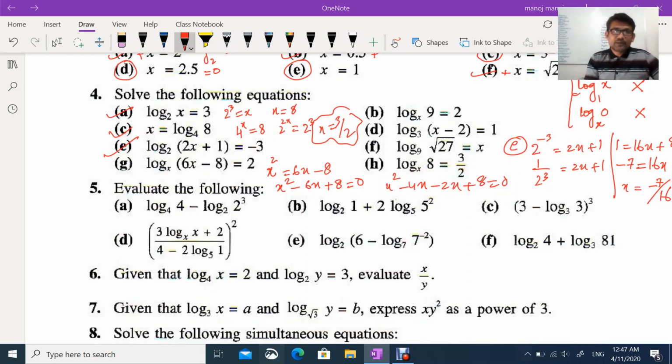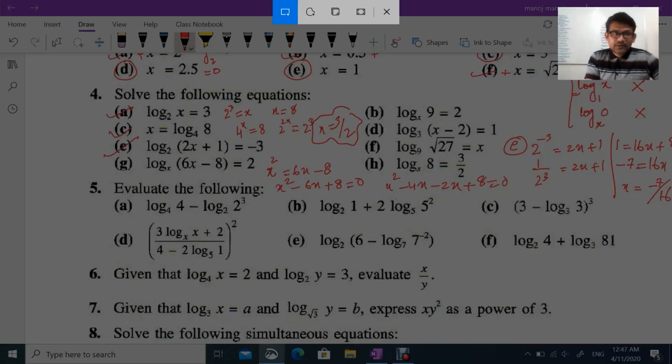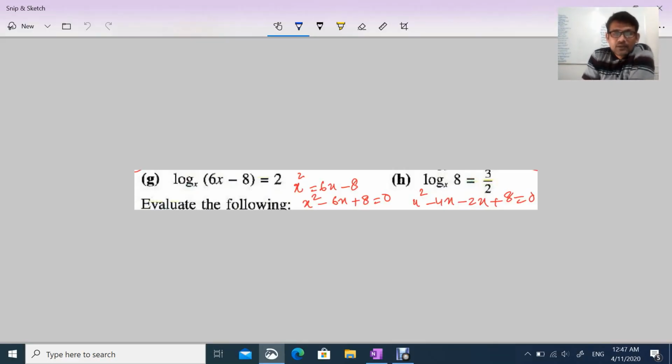This part, only part G I am solving, with the solution. x squared minus 4x minus 2x plus 8: x is common, x minus 4, minus 2 times x minus 4 equals 0. So x minus 4 times x minus 2, x is equal to 4 and x is equal to 2.